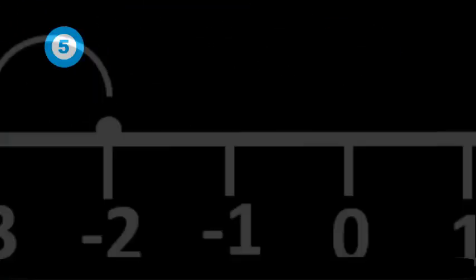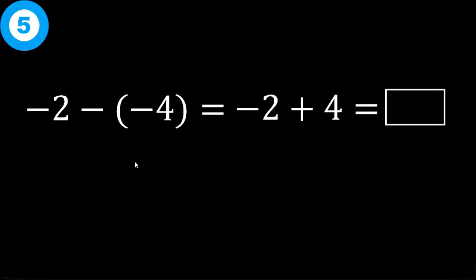Let's move to our next question. Look at this particular problem on the screen. We have negative 2 minus negative 4. This should not confuse you. This is simply the same as negative 2 plus 4. Why is that the case?